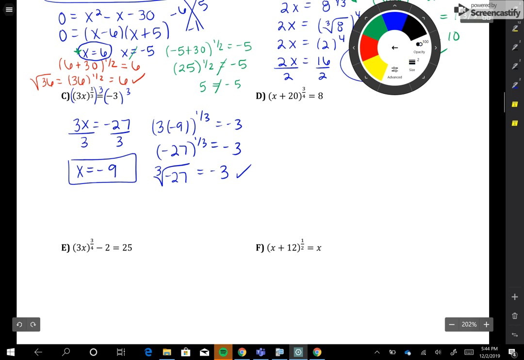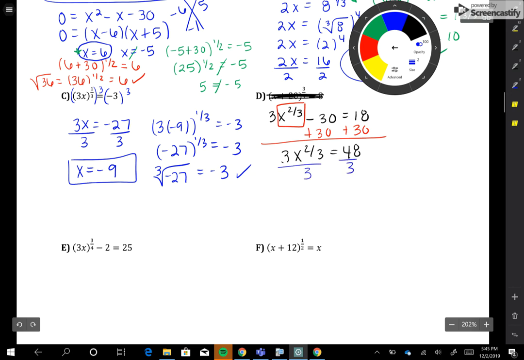I actually want to change the problem in letter D, so please cross out. We're going to change this problem. We are going to change it to 3x to the 2/3 minus 30 equals 18. Okay, so let's get going. We need to isolate whatever is taken to the rational exponent. So we need to isolate x to the 2/3. So what I need to do is add 30. And so now I have 3x to the 2/3 equals 18 plus 30, 48. Then I'm going to divide by 3. And I have x to the 2/3 equals 16.